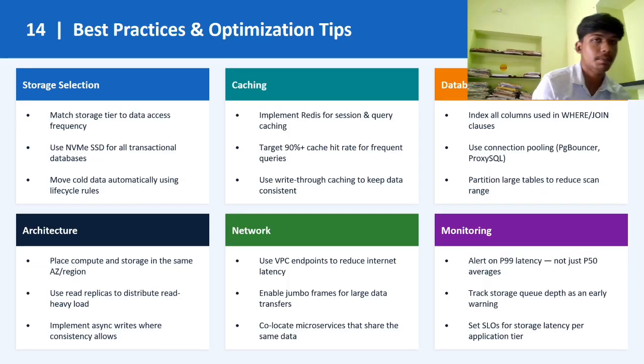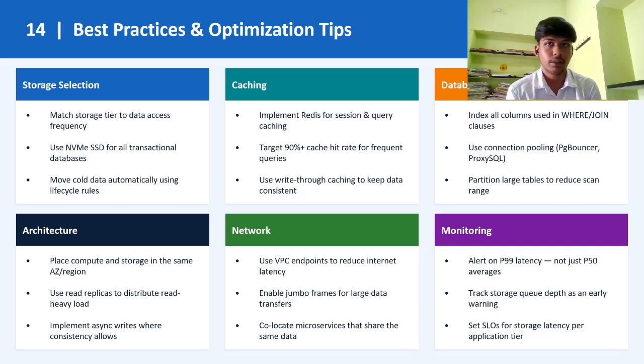Now next are the best practices and optimization tips: storage selection, caching, database tuning, architecture, network, and monitoring. These are the best practices and optimization tips for latency. First is storage selection: match the storage type to the data access frequency, for example NVMe SSD for transactional databases. Caching: implement Redis for session and query cache. Database tuning: index all columns used in WHERE and JOIN clauses, and use connection pooling such as PgBouncer or ProxySQL.